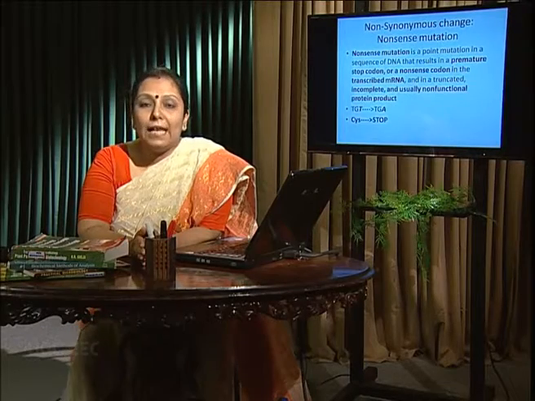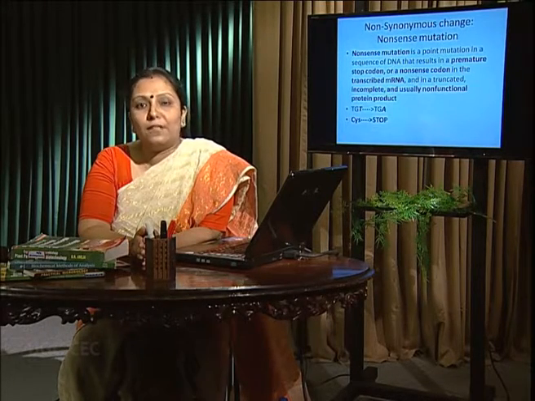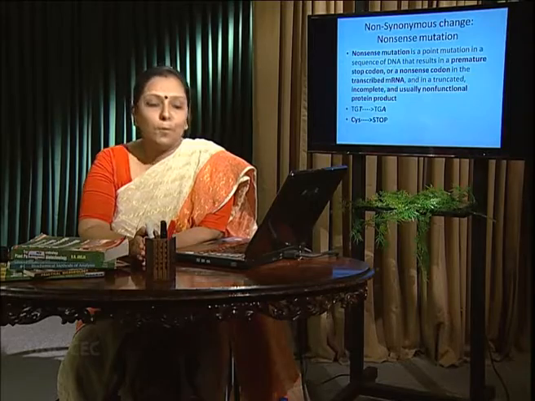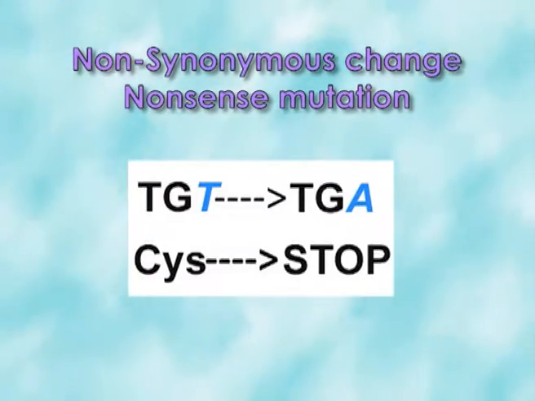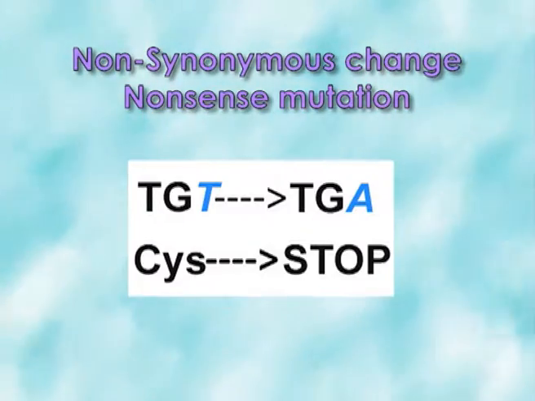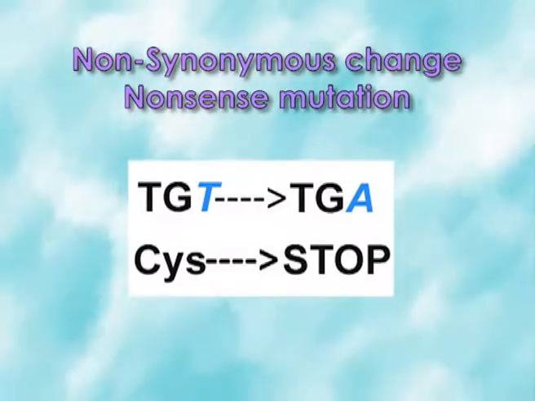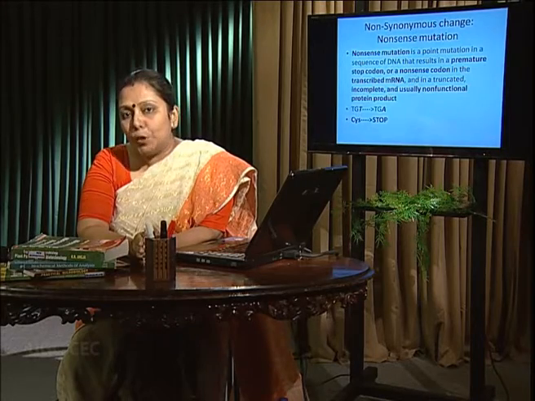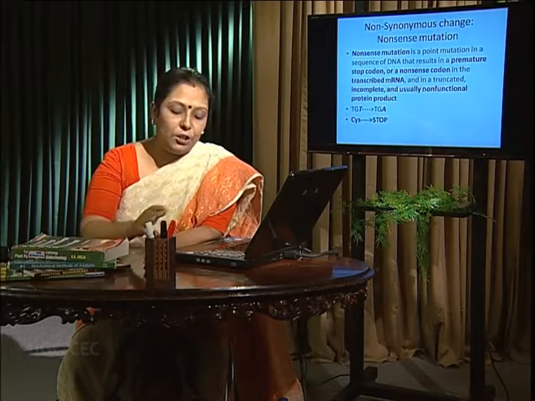Here we can find the protein coding codon for the amino acid is getting changed to the stop codon. Here we can find TGT coding for cysteine is getting changed to TGA for stop codon. So T is getting changed to A. So we can have the premature protein synthesis, so activity is abolished.